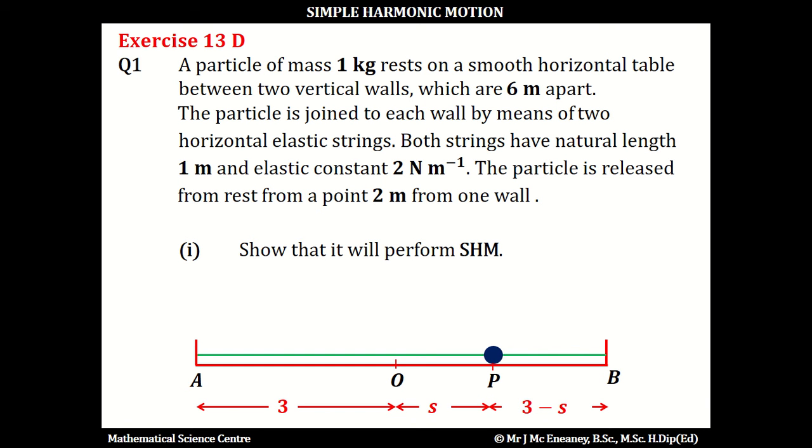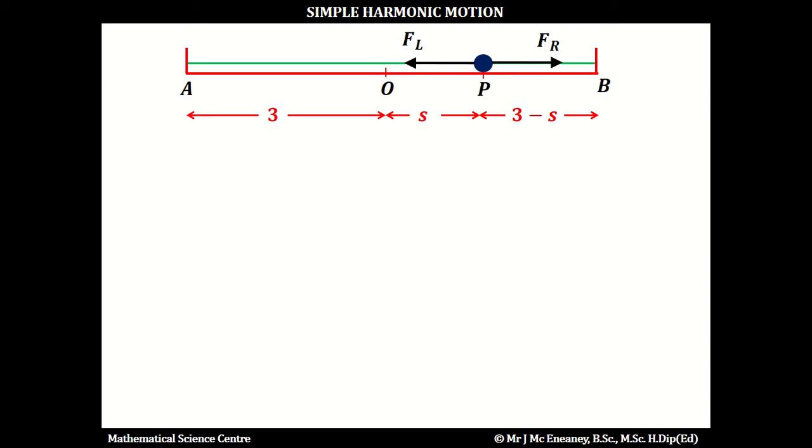Now if we examine the forces acting on the particle, we've got a force to the left, that's the tension of the elastic to the left, and we've got a force to the right. Now here the particle was in an equilibrium position at the point O. A force was applied to the right to move it to the point P. And that force is the force to the right minus the force to the left. The force to the right and to the left are both given by Hooke's law, which is k(l minus l0).